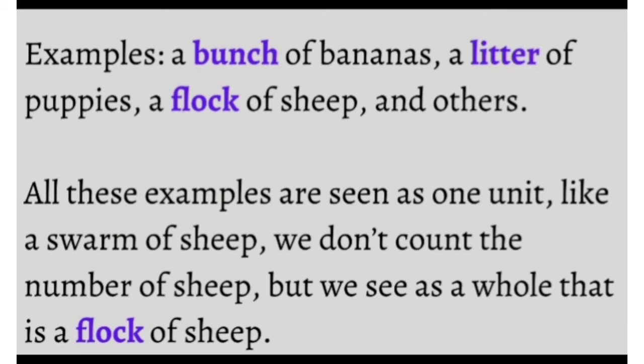Okay, guys, all these examples are seen as one unit, like a flock of sheep. We don't count the number of sheep, but we see a whole unit that is a flock of sheep. So instead of counting the sheep and saying one sheep, two sheep, three sheep, no, you say a flock of sheep, which is a collective noun.